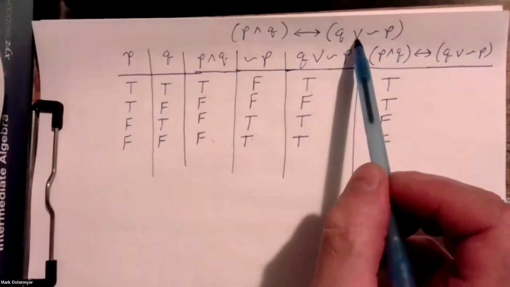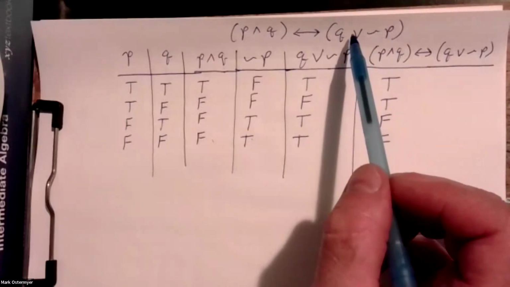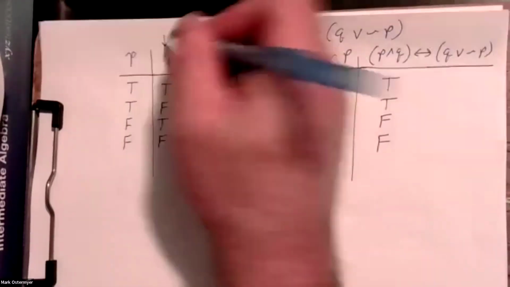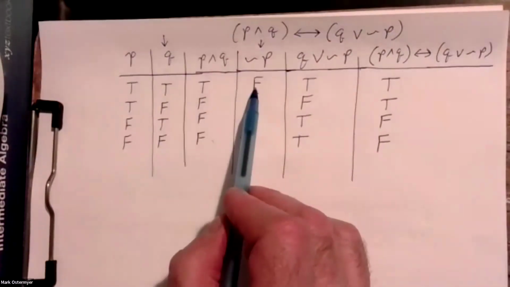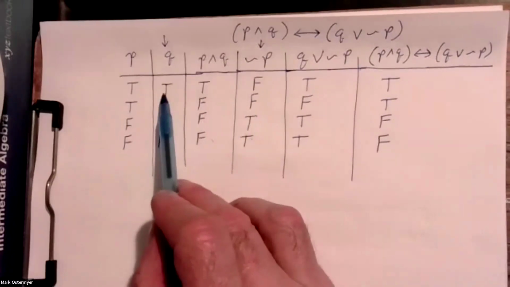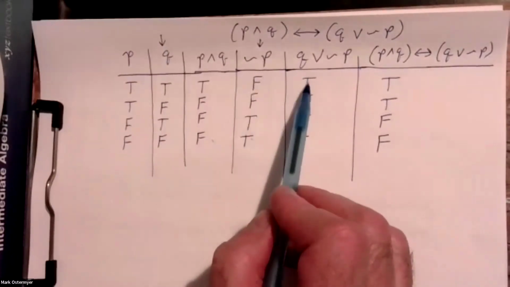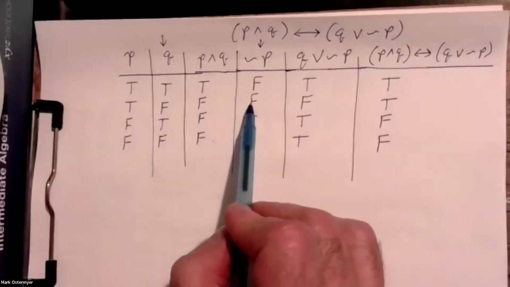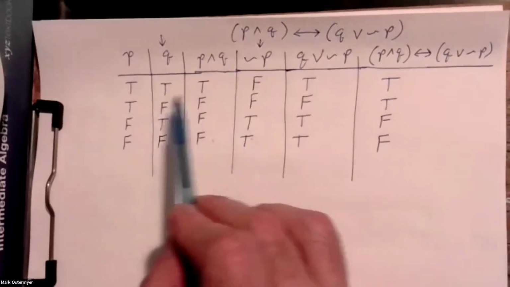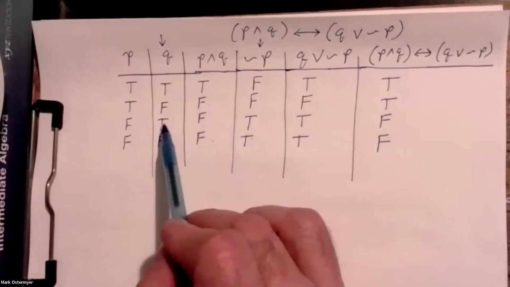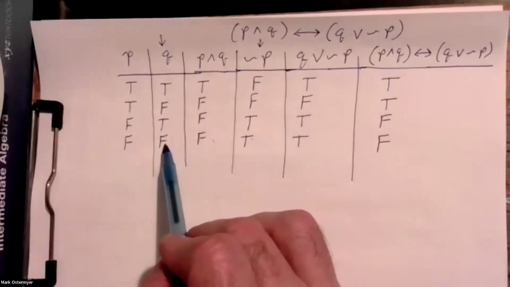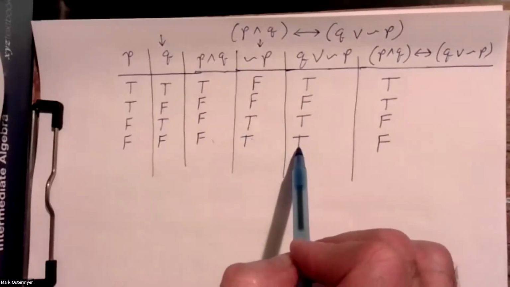Then I do the or between Q and not P. So my two columns are Q and not P. What's true or false? True. False or false? False. That's the only time an or is false, by the way. True or true is true. False or true is true.